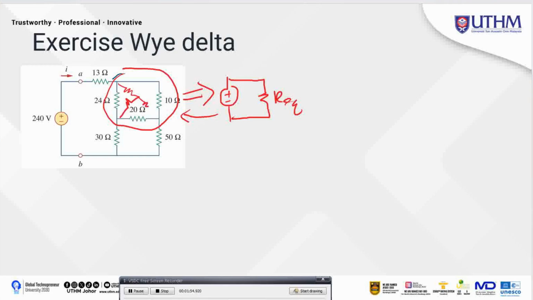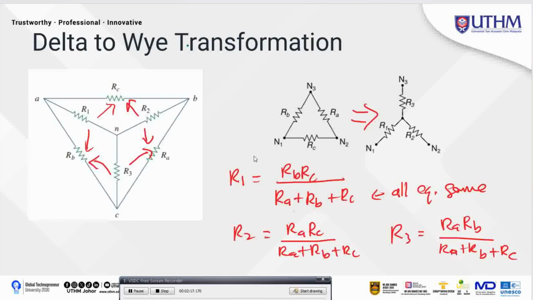Okay, and then this one. Okay, so we have RA, RB, RC. You need to remember the equation. In order to get the RA value, this one is delta to Y. So let's have a look into this.